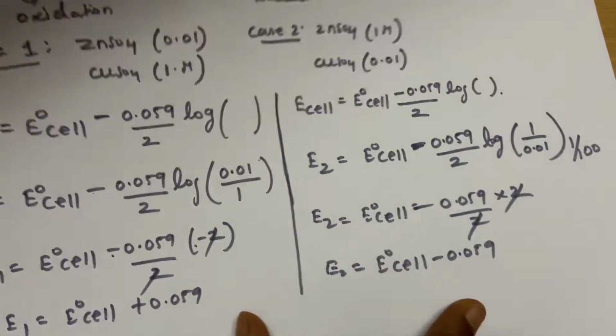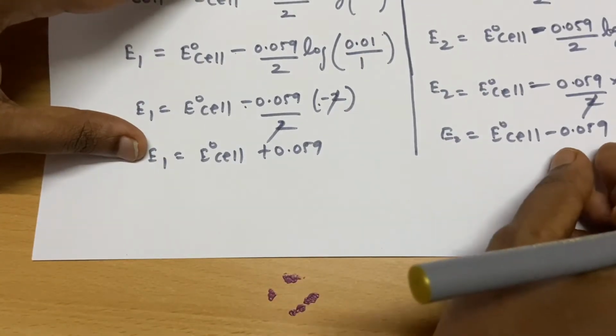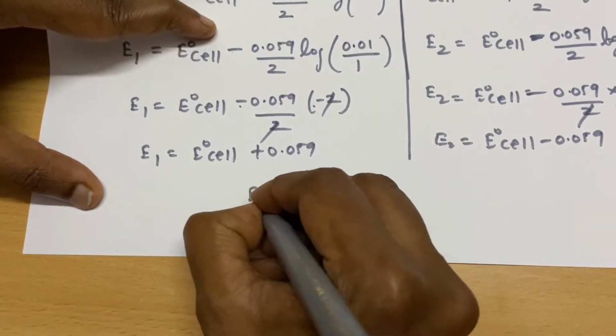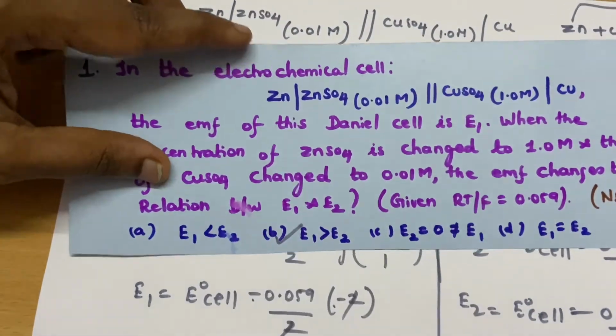Okay. So here, what can I say? E cell plus some amount and E0 cell minus some amount. Okay, so I can say E1 is greater than E2. So that is your answer. The relation between them is this one.